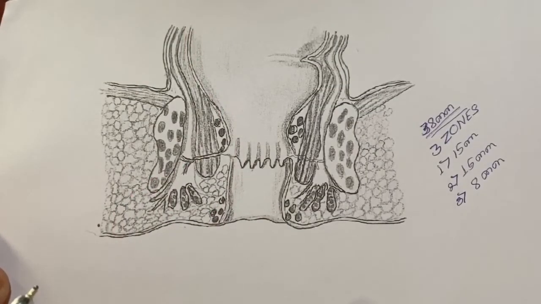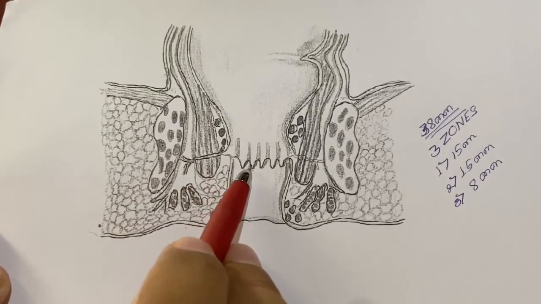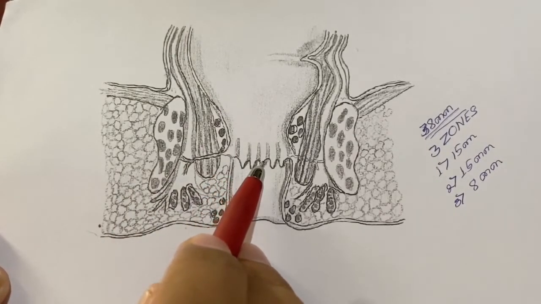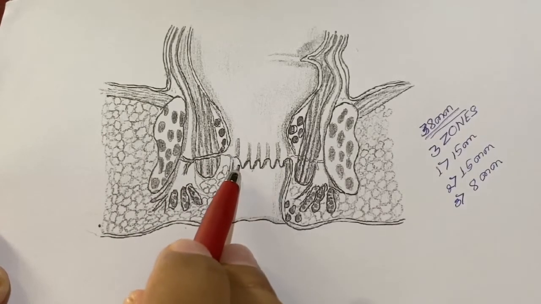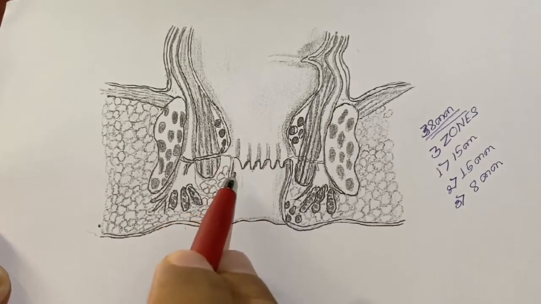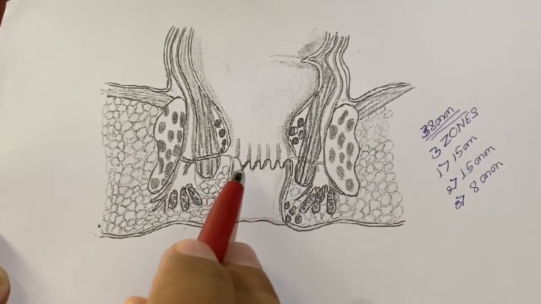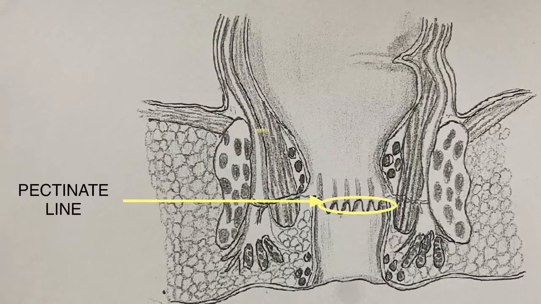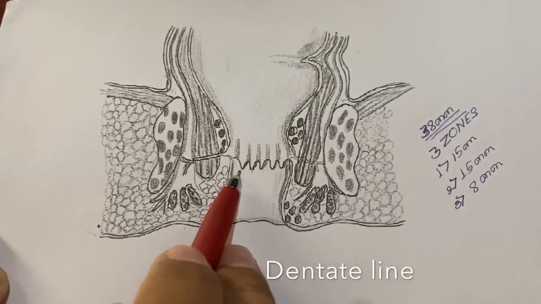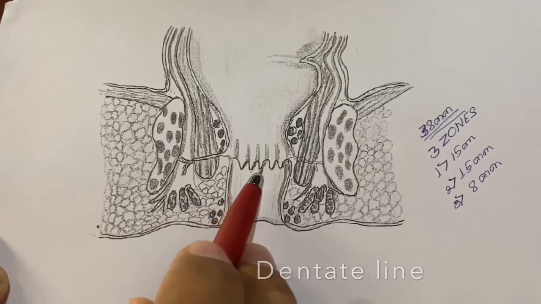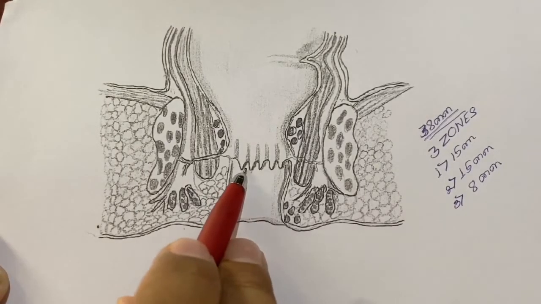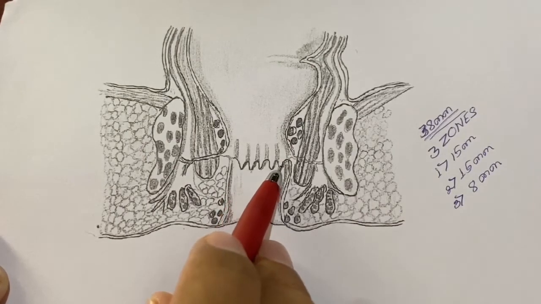At the lower end of these columns they form a line called the pectinate line. It is at the lower end, not the higher end, an imaginary line. The word pectinate means coxcomb, and it is also called the dentate line, meaning something like a tooth structure. So pectinate line and dentate line are the same.